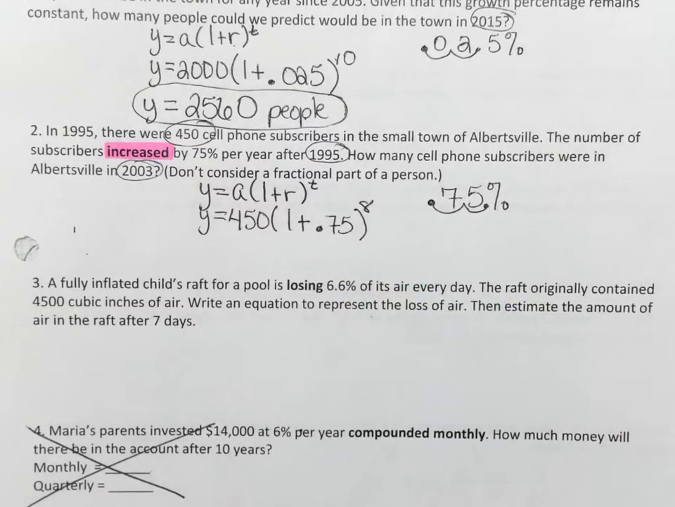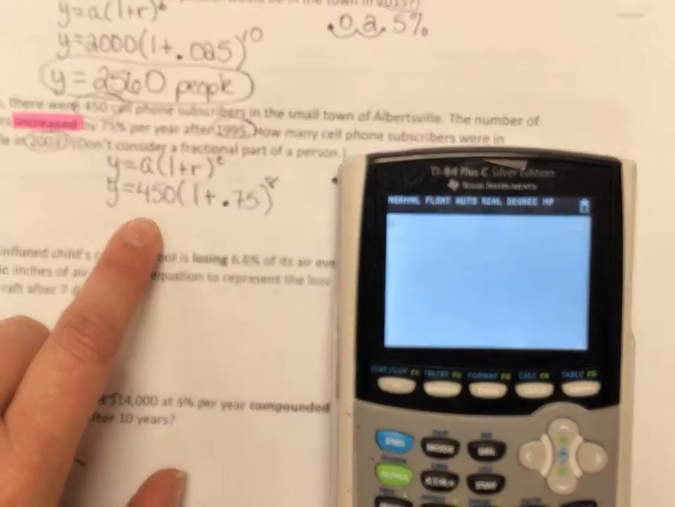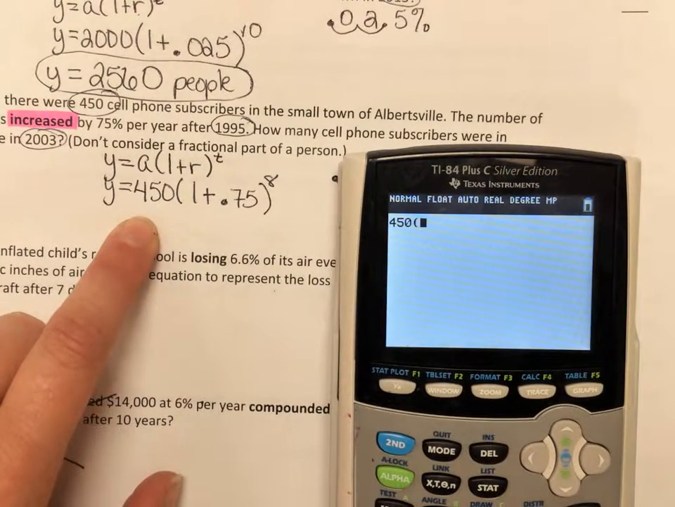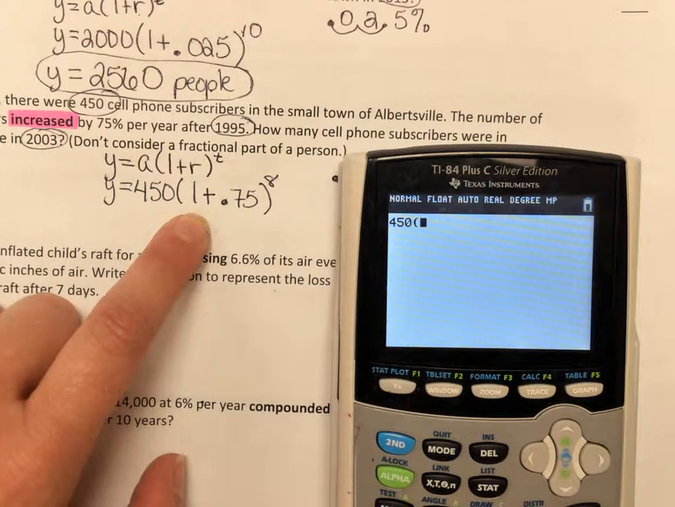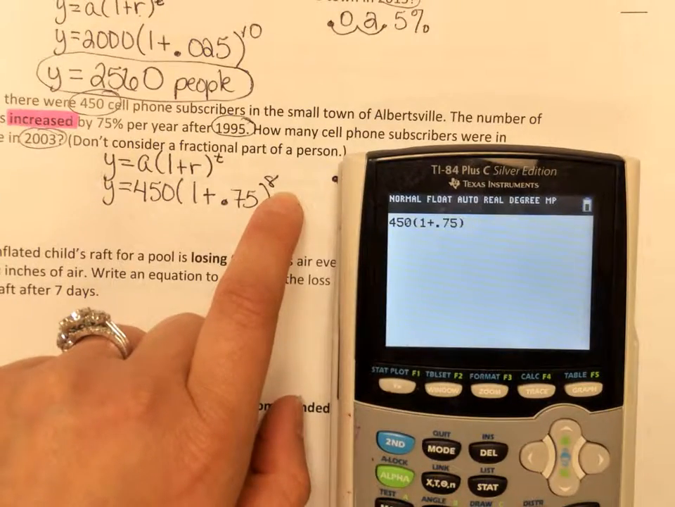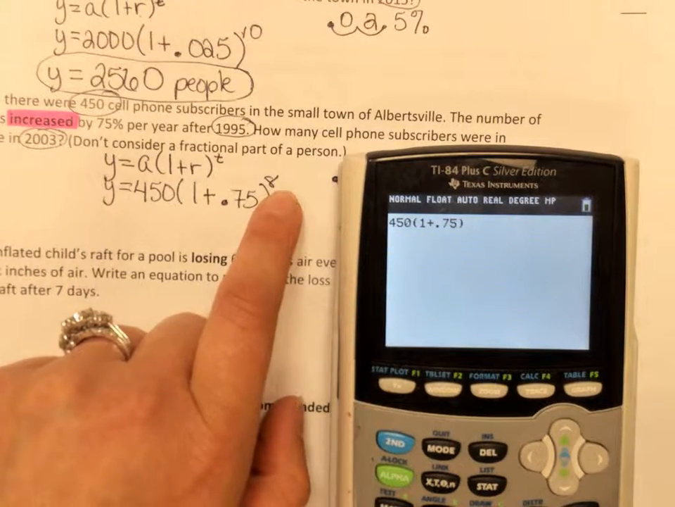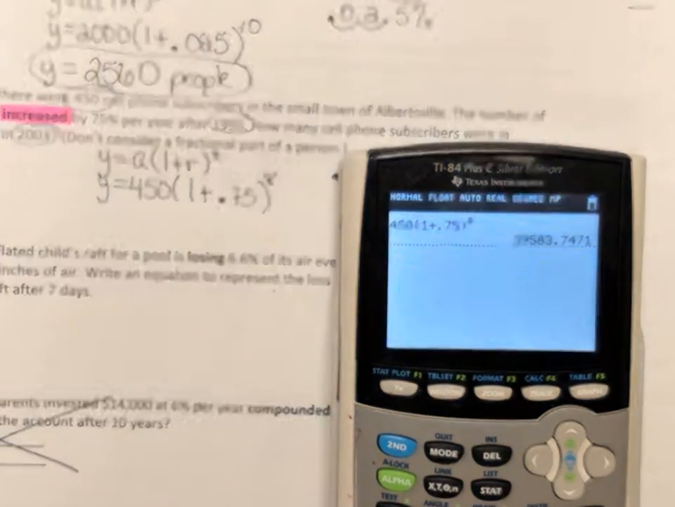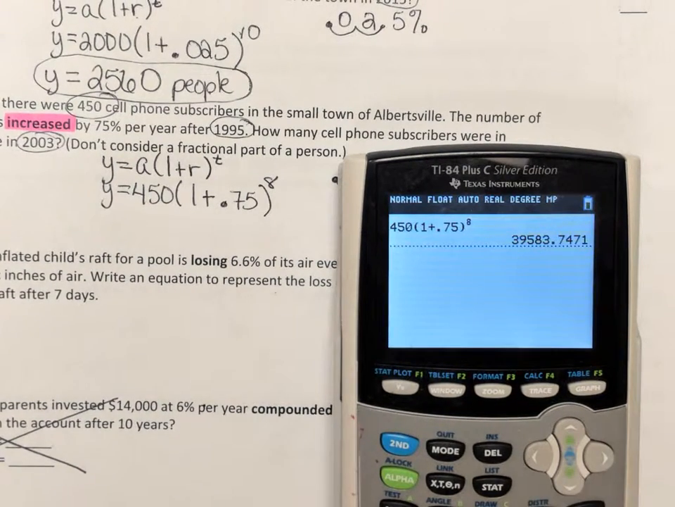All right, so Katie, your screen may look a little different, but it's the same process. You ready? We're going to type in 450. Abel, you got a calculator? Okay. And then 1 plus 0.75. How do I put this number up here? The little arrow. Very good. Woo, that's a lot of people. That's a lot of subscribers, right? Whoa. 39,000.